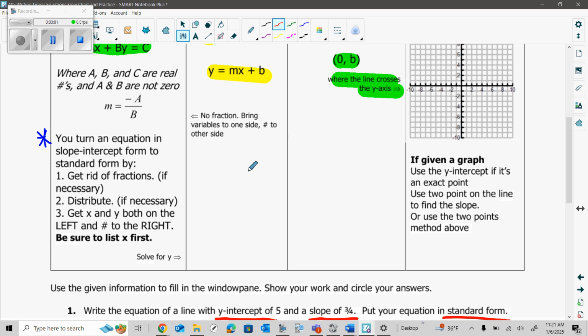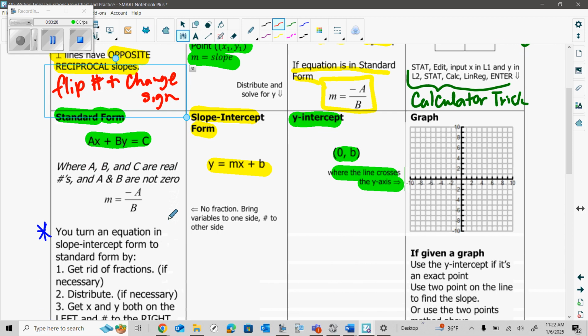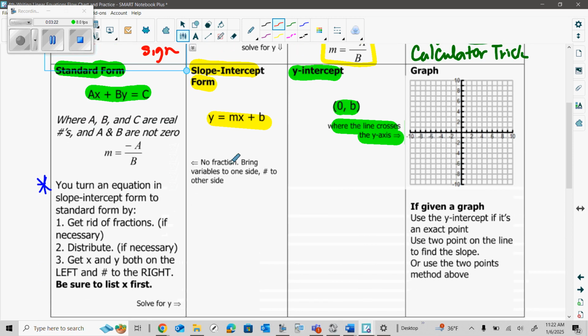The parallel and perpendicular should be easy because it's the same number for parallel, and the opposite reciprocal for perpendicular. That means, remember, we flip the number and change sign. To go to standard form, no fractions, bring variables to one side, numbers to the other side. So here are our steps right here.